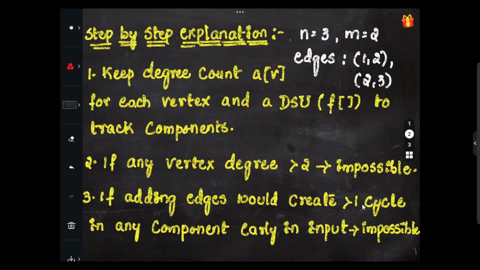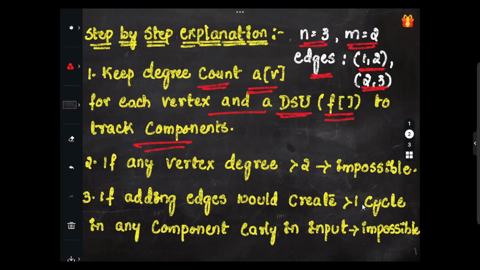Let's move on with a step-by-step explanation here. So n is 3, m is 2, and the edges here are 1 2 and 2 3. The first thing is we'll keep the degree count a of b for each vertex, and the DSU as well. As I've said, we'll be going with the DSU. We'll keep the degree count, in the sense in-degree and out-degree, and the DSU, represented by f here, to track the components.